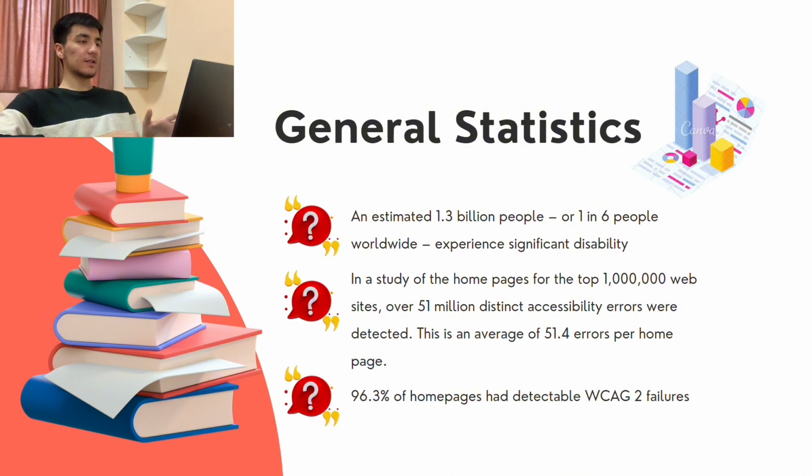Last general fact I want to present is that 96% of home pages had detectable web content accessibility guideline failures. The fact that 96.3% of home pages had detectable failures show that most websites are not meeting basic accessibility requirements, emphasizing the critical need for improved accessibility practices to ensure equal access for all users.